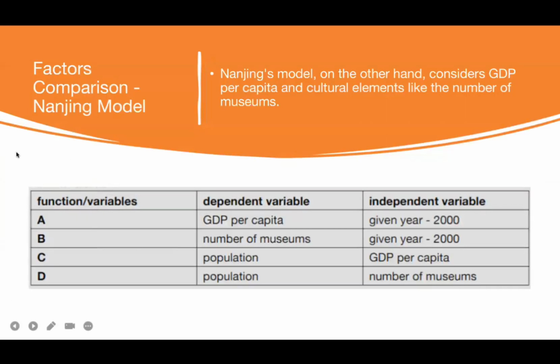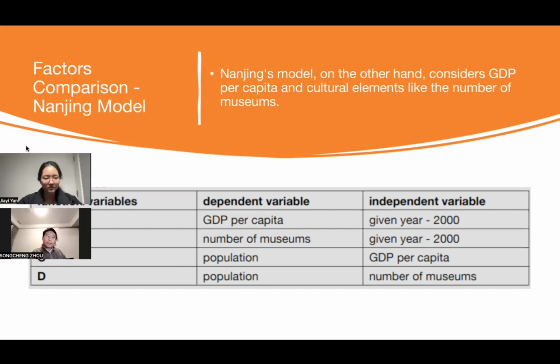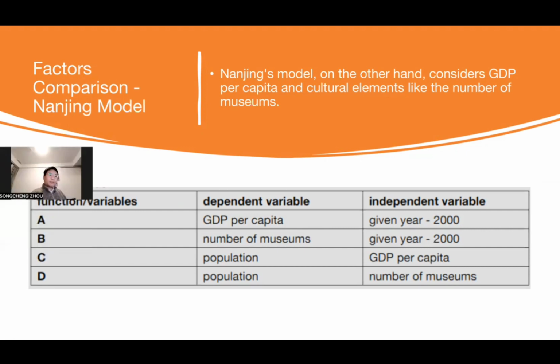And the Nanjing model is based on a relationship between GDP per capita, number of museums as a cultural factor, and population. Key variables include its GDP, number of museums, population.